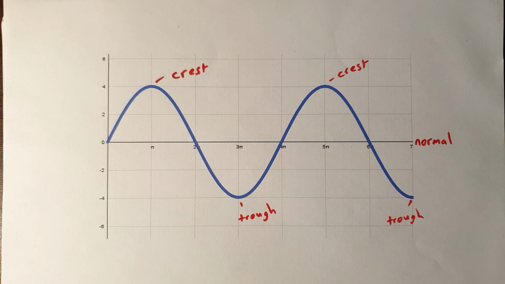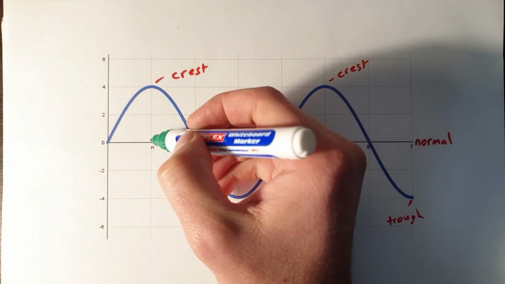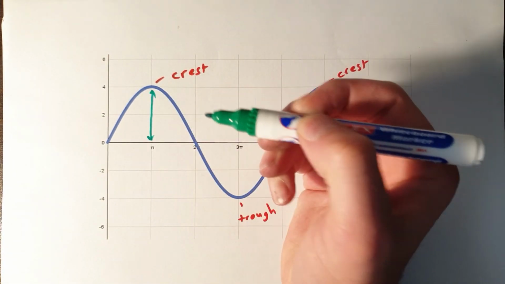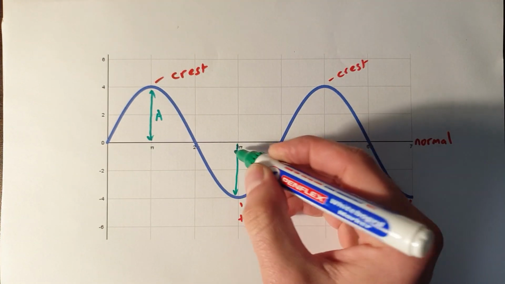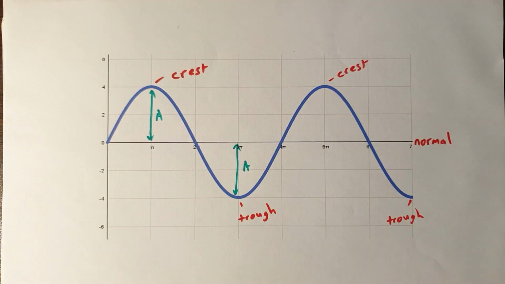We then get amplitude. Now, amplitudes are the maximum distance that the wave has moved away from the normal. So that over there would be an amplitude. That as well is also an amplitude.